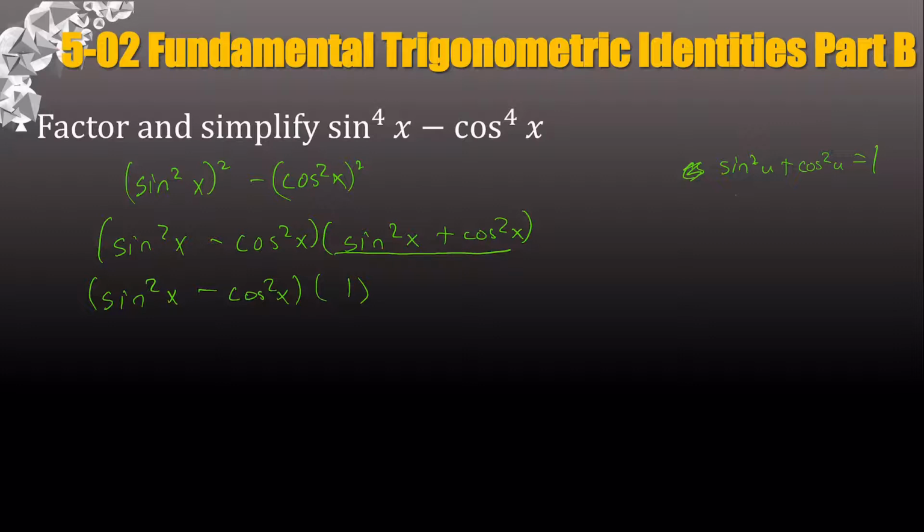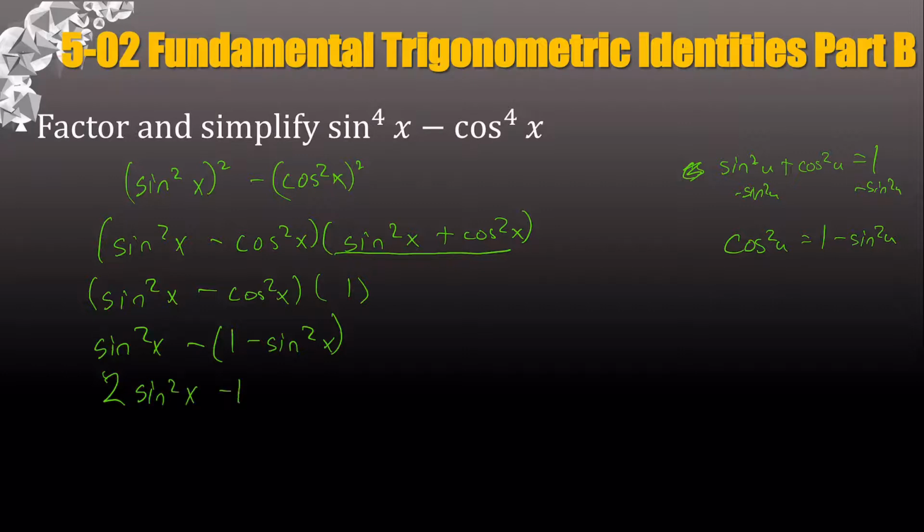If I then subtract the sine squared in the identity, I get cosine squared is 1 minus sine squared. So I could replace my cosine with that. So I'll have sine squared minus 1 minus sine squared. Well, I have sine squared, that would become plus sine squared, so that would be 2 sine squareds and a minus 1. And that's about as simple as we can make it.